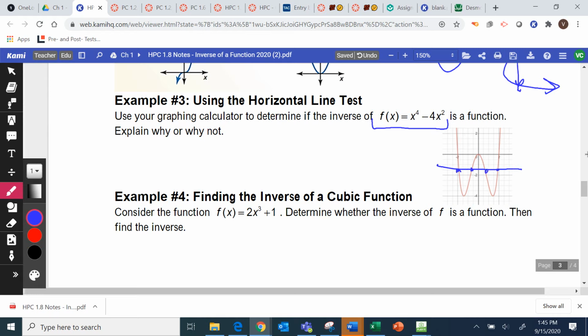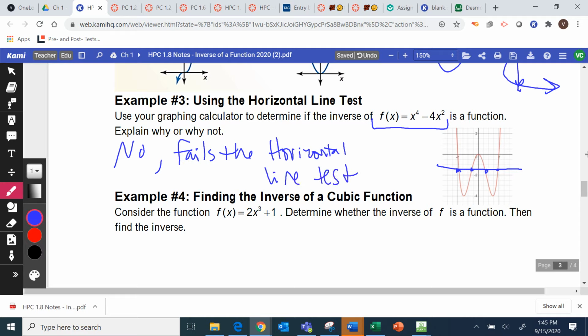So why or why not? Fails the what? Yeah, horizontal line test. Well, I shouldn't say no, it fails the; I should say no, the original function, the f of x, fails the horizontal line test.